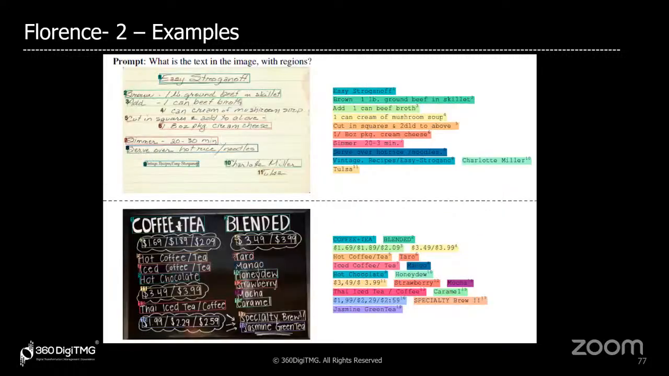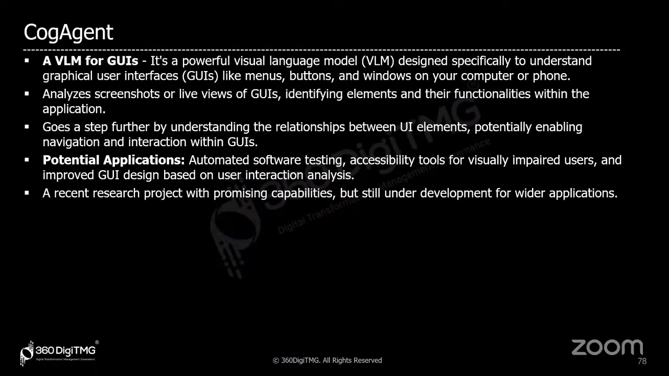See, this is the prompts, and according to this prompt, the images which are in the text format also, it can extract the features from that. Okay, and generate the features according to that also. So after that, there is one more tool for generating the image, which is CogAgent. Okay, so it's a powerful visual language model, VLM, designed specifically to understand graphical user interface, GUI, like menus, buttons, and windows on your computers or phone.